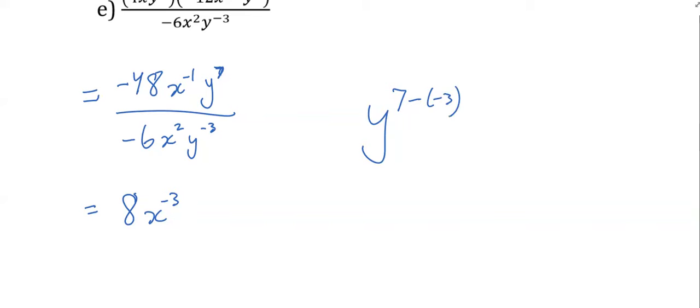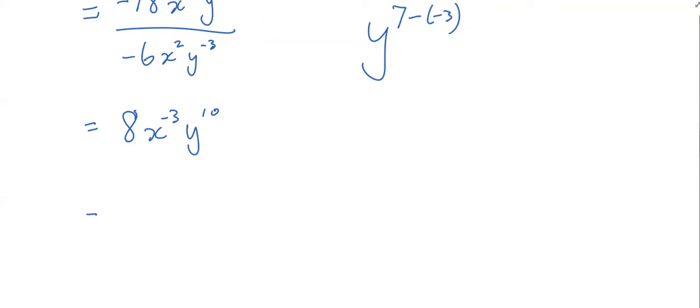Ah, so you brought the 8 down with the x. So the 8 is a separate part. The 8 doesn't have an exponent on it, so it doesn't move. Because this is like, watch. This is like 8 times x to the negative 3 times y to the 10. So the 8 is its own separate thing in this case. Does that make sense? Okay, good. Really good question.